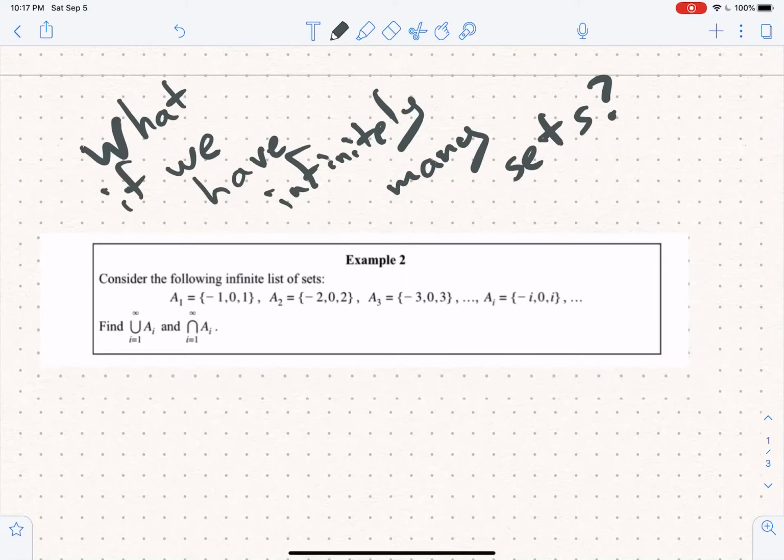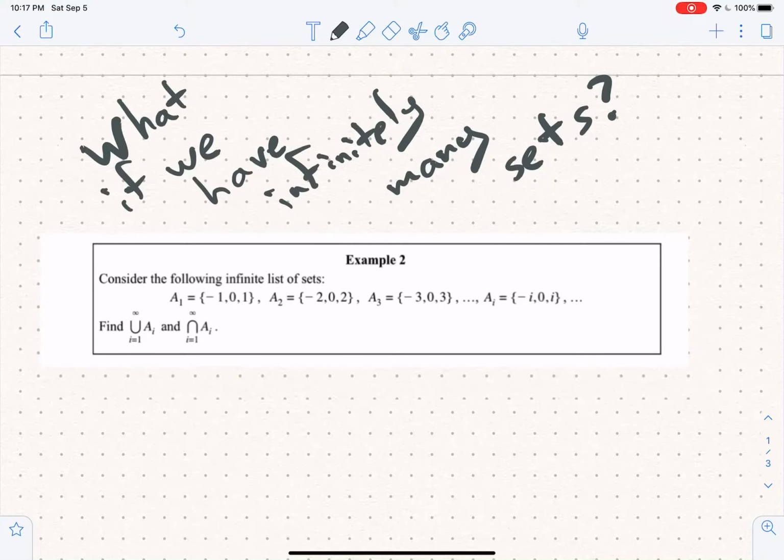Hi, everybody. We're continuing our discussion of indexed sets, and we're turning our attention to the main reason that we look at indexed sets, and that is, what if we have not just 3 sets or 5 sets or 10 sets, but what if we have infinitely many sets that we want to deal with all at once? And this is where the power of the indexing really comes in handy for us.